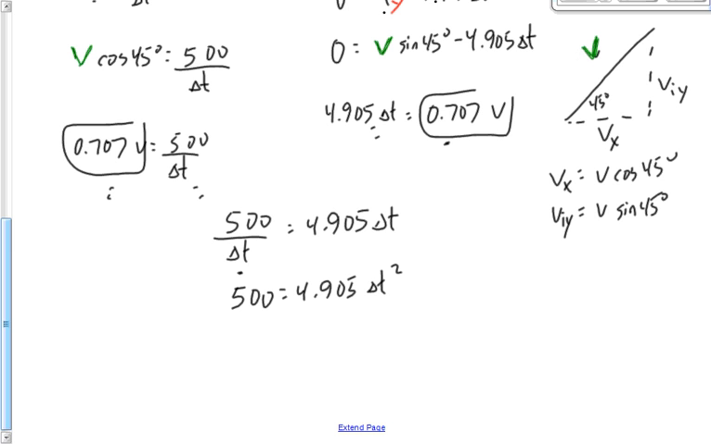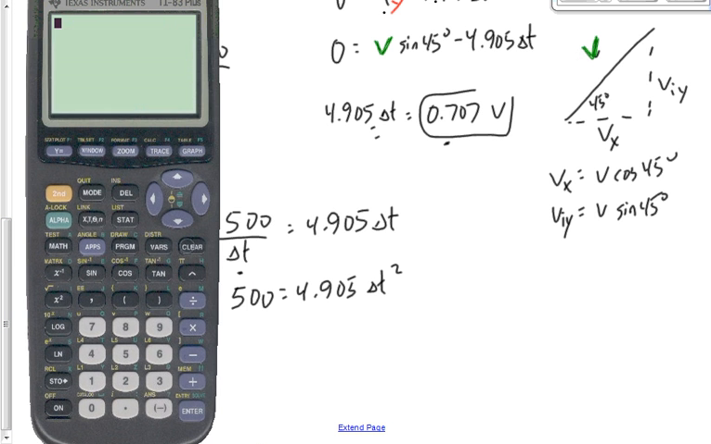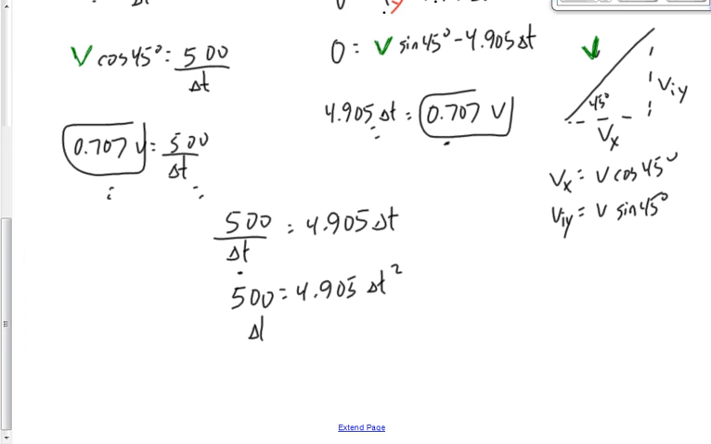Now let's do this on the calculator. Let's say 500 divided by 4.905. Let's square root that. We end up with a time of 10.096 seconds. Okay, there's my time.